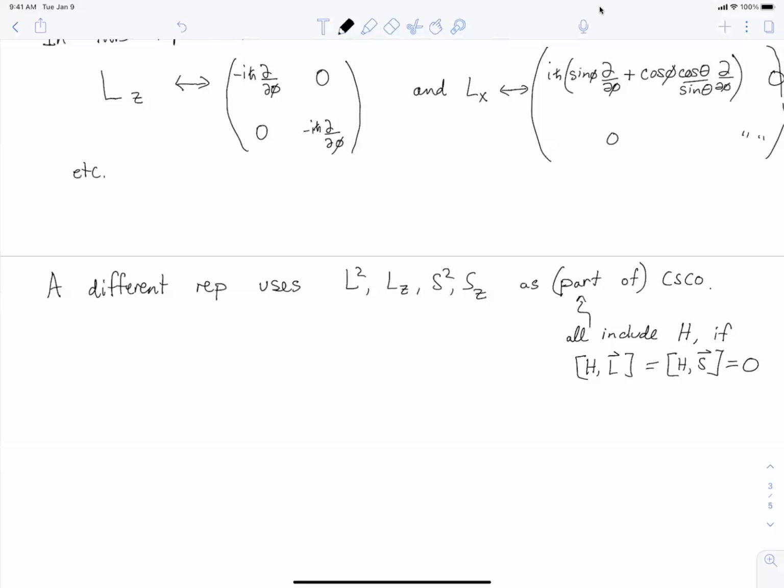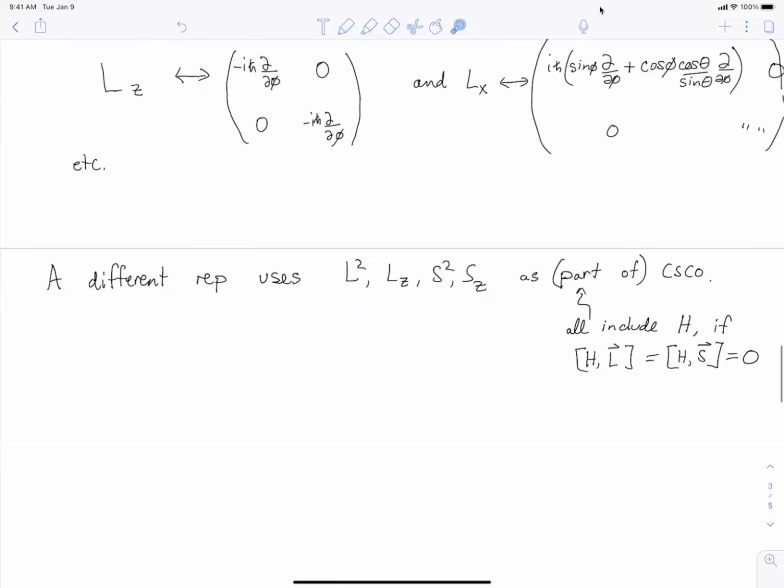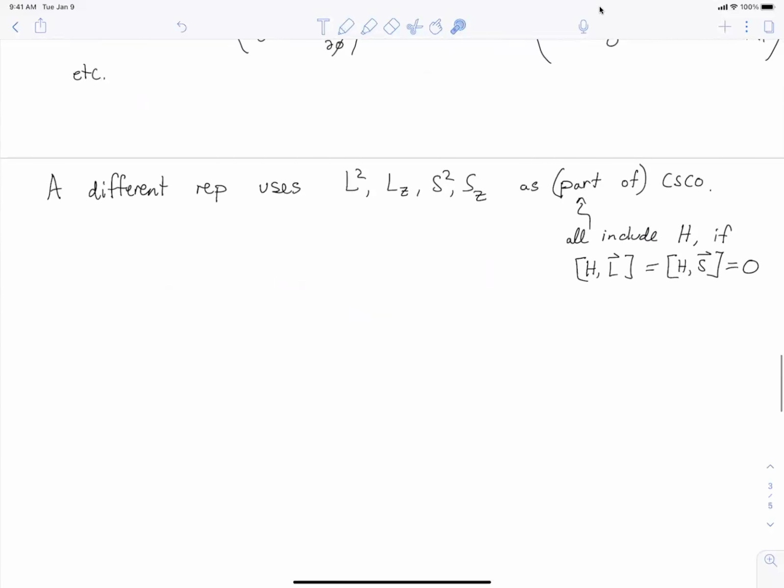So what have we done here? We've replaced R, the position operator in our CSCO, by the orbital angular momentum operator. And that has the effect of making the representations of the operators just plain matrices rather than differential operators. So in fact, there's an orthobasis associated with this CSCO.